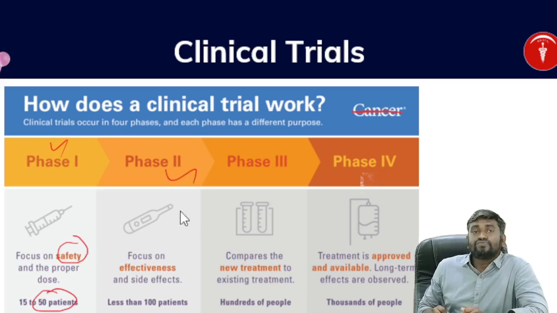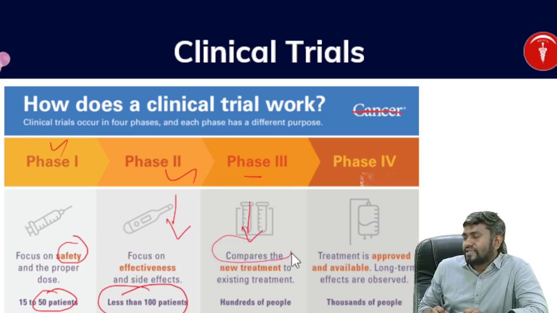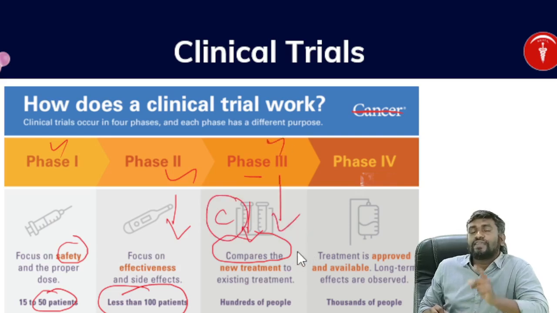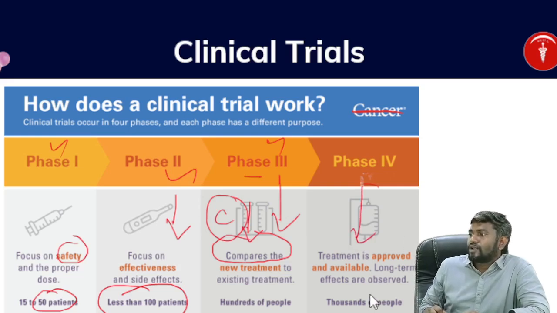Phase 2 is going to be focusing on the effectiveness of the drug, and the number of patients is going to be less than 100. Very important to remember as well. Phase 3, remember, it is going to look into the comparison of the drug. C, A, B, C. C is the third letter, phase 3. So comparison happens where? In phase 3. In phase 4, remember, it is going to be looking into the post-marketing surveillance. The number of people is going to be thousands of people.